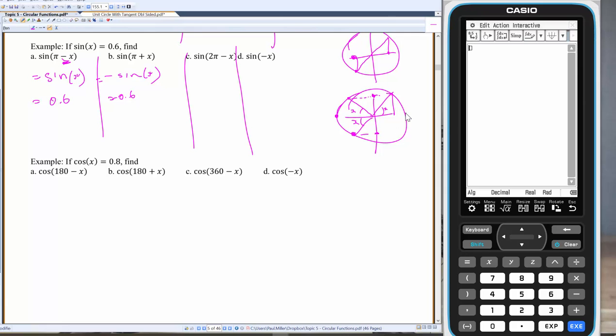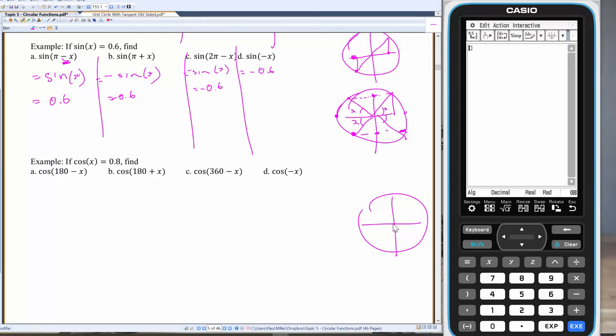This one here starts us at 2 pi and it goes back up to negative x. So that's how far we're going to back up there, which means we want this value here. That's going to be the negative sine of x again, which is negative 0.6. Negative x means start here and go back x, which will be exactly the same as this one here, negative 0.6.